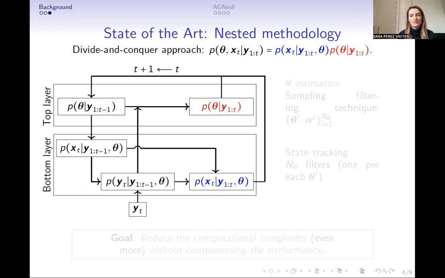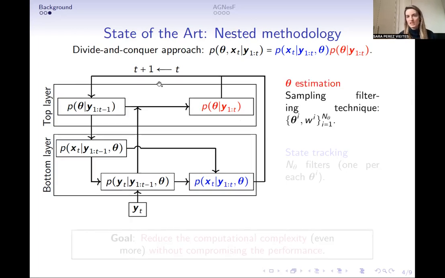The structure of this methodology is a divide and conquer approach. It has two intertwined layers of computation. The first one is used to estimate the posterior distribution of the parameters given the observations, and the bottom layer is used to estimate the posterior distribution of the state given both the observations and theta. And with these two posterior distributions, we can reconstruct the joint of the parameters and the state.